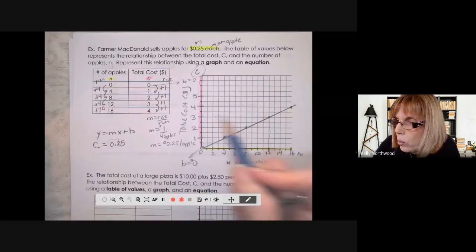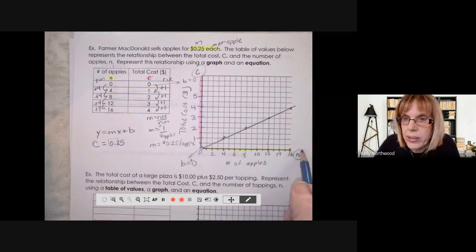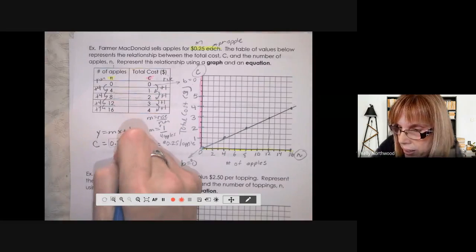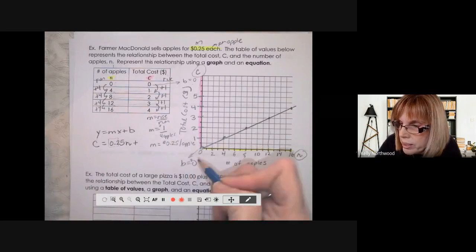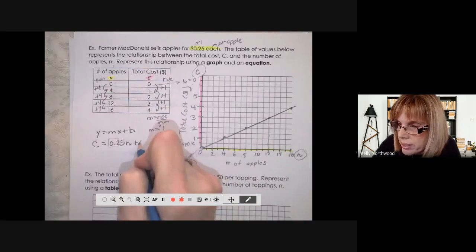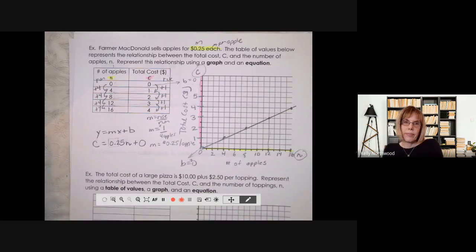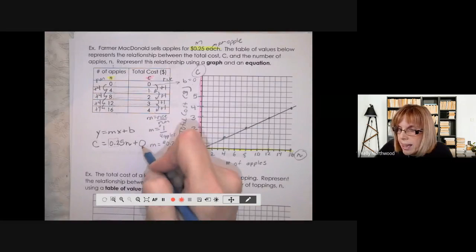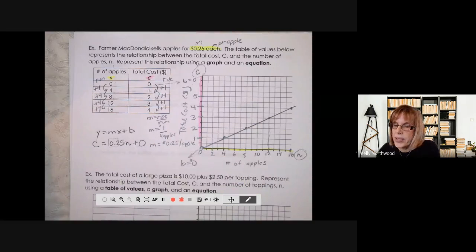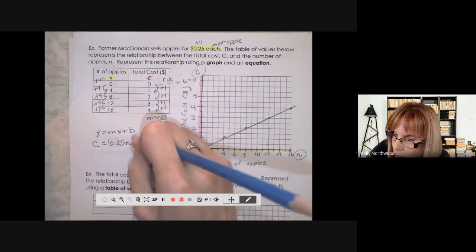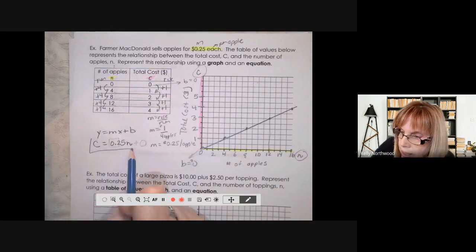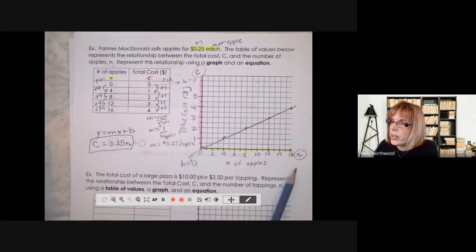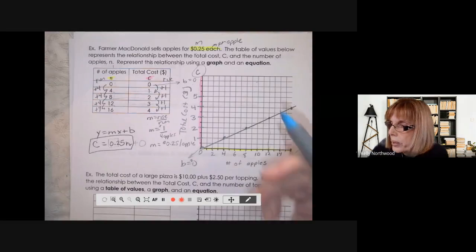X is the horizontal variable. So in our case, they're using the letter N instead of the letter X. Plus our initial value B, which was 0, because my line starts at 0. And there's my equation. I don't really need to have the plus 0 because adding 0 doesn't change anything. You can have it, it's not wrong to, but you don't need to have it.